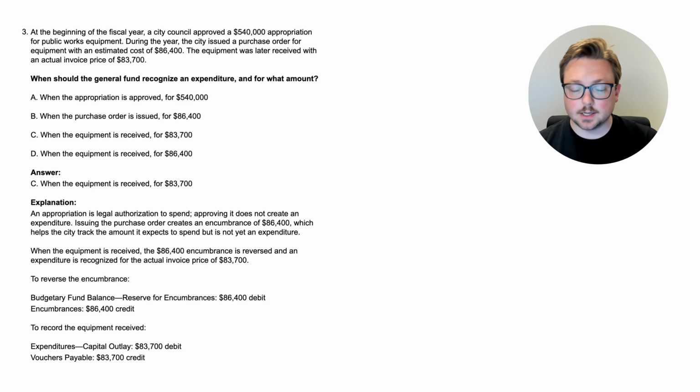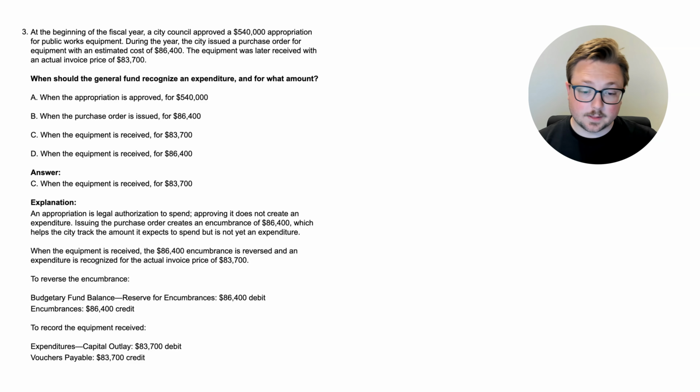Again, appropriation and encumbrance aren't really the focus of this video, but it's good to understand the difference between those and expenditure. Appropriation is the legal authorization to spend, like you're allowed to spend that money for a purpose. The encumbrance is putting aside money for a specific item, like saying $86,400 for this thing that we're going to buy. But once you actually get the thing and once you've actually spent the money, you reverse the encumbrance and then you have the actual amount spent as an expenditure.